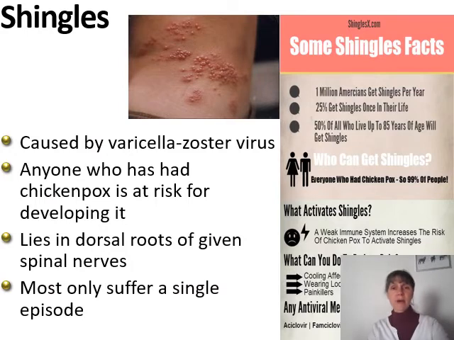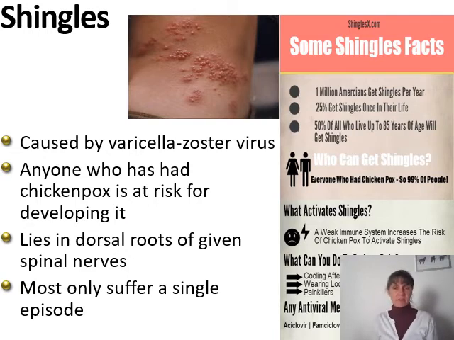Shingles. About 1 million people get shingles every year. 25% of people who have had chickenpox, which is the varicella zoster virus, will get shingles once in their life, and 50% of all people who live up to 85 years of age will get shingles. So anybody who has had chickenpox is basically at risk for developing shingles.